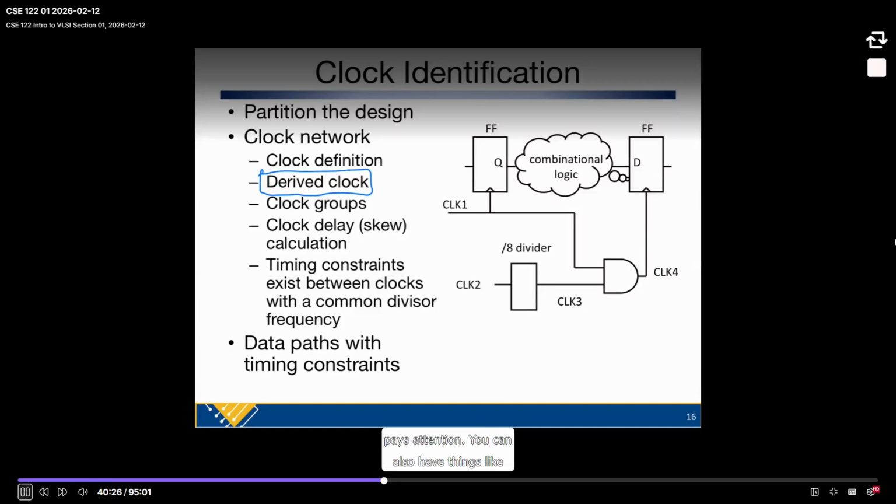You can also have things like clock gators. So here's an example of clock gating, where a gator is basically an AND gate. It could be a NOR gate, an AND gate, it could be any logic, and you would have some enable signal right here that turns this on or off.